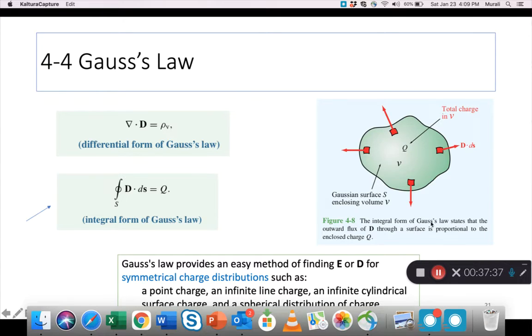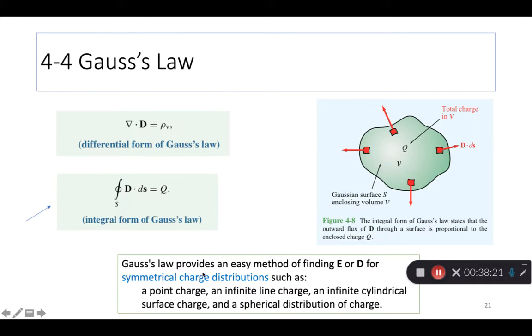So, the integral form of Gauss's law states that the outward flux of D, this is D going out, through a surface is proportional to the enclosed charge Q. So if you have Q outside here, and actually I saw an example somewhere that maybe I should have brought here, but let's say there is some charge outside, then that charge, because it's not within this Gaussian surface, you should not use it when you are doing the integral. So the integral only applies to the charge within the Gaussian surface. That's important to understand. Okay.